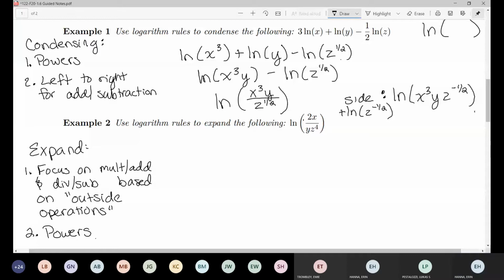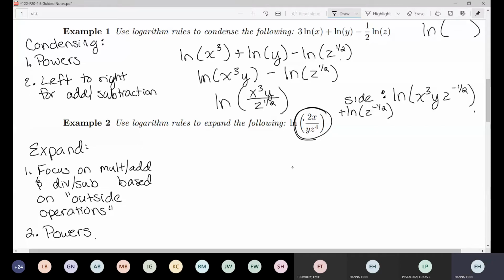So in this one that we're working with, I ultimately have something divided by something else. That's the outermost thing that's happening here. We have multiplication in the numerator and multiplication in the denominator, but the outermost thing, if you will, is the division.